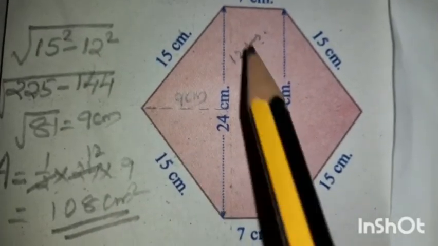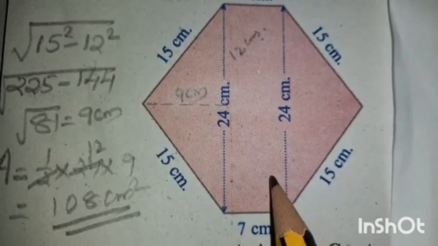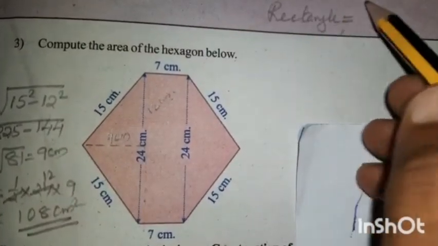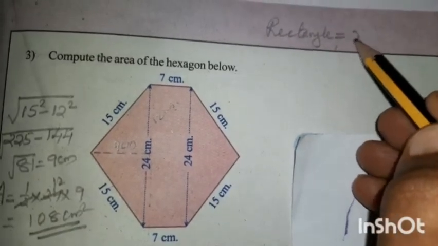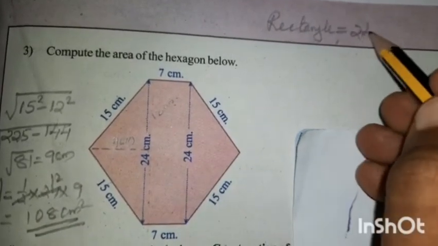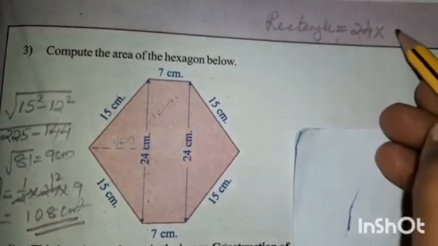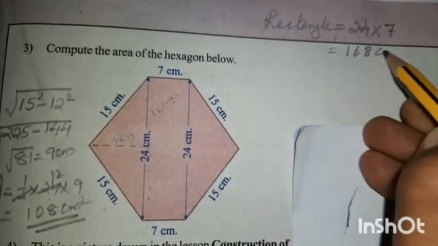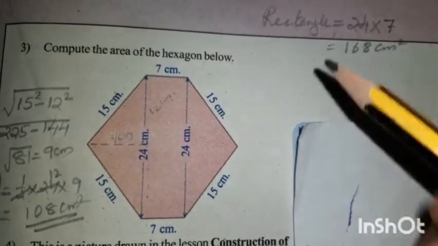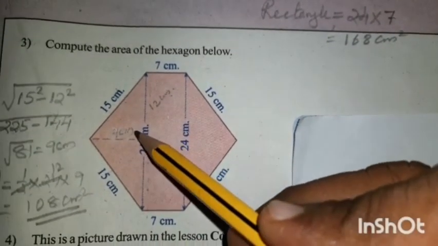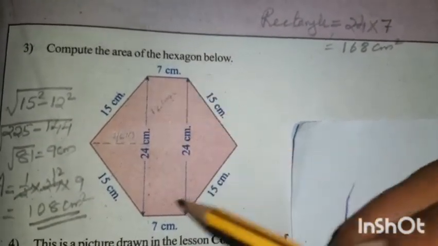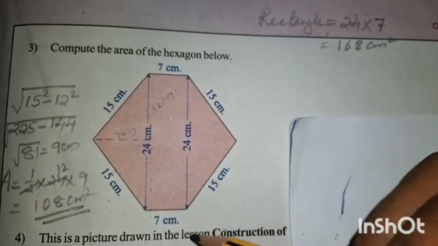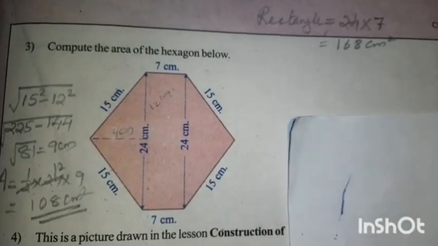Next you can easily find out the area of this rectangle. So the area of the rectangle is equal to length 24 multiplied by the breadth 7. So we are getting 168 centimeter square. So area of rectangle you got, area of one triangle you got. Then you can find out the area of hexagon.